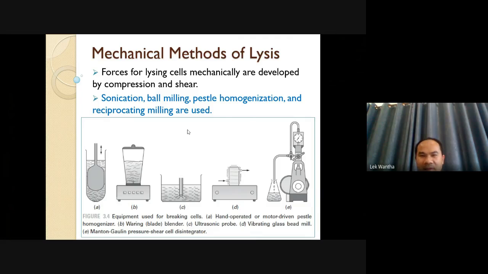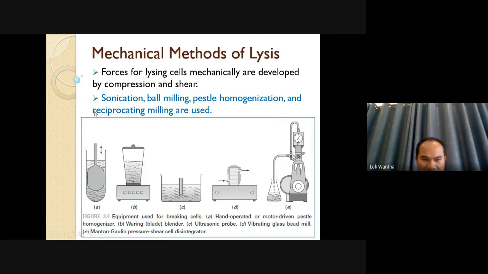Or we use the ball mill. We use partial homogenization. That's right. Partial homogenization looks like a piston that moves up to contact with the cell. And reciprocating milling, where you move up and move down with the reciprocating. It's not continuous in that case.